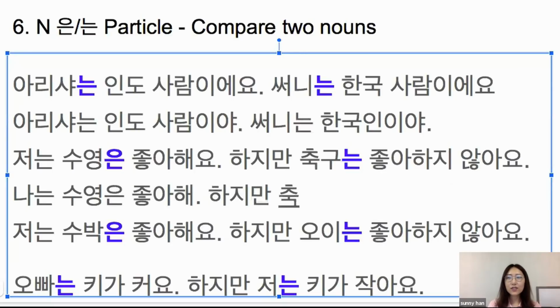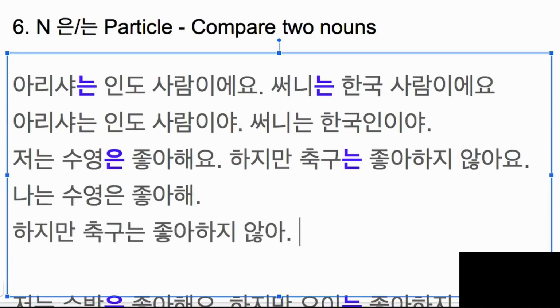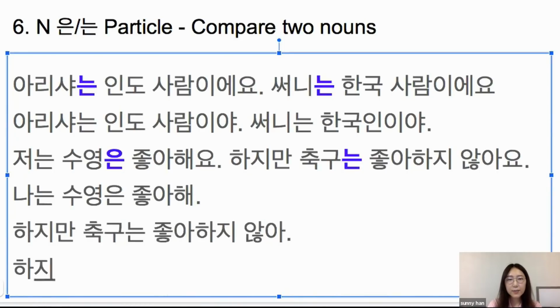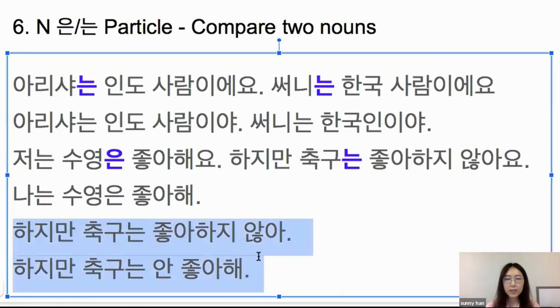하지만 축구는 안 좋아해 is fine, but also 좋아하지 않아. 축구는 좋아하지 않아. It's also fine. 하지만 축구는 안 좋아해. Same. Okay. 하지만 these two phrases mean the same. I like swimming, but I don't like soccer.